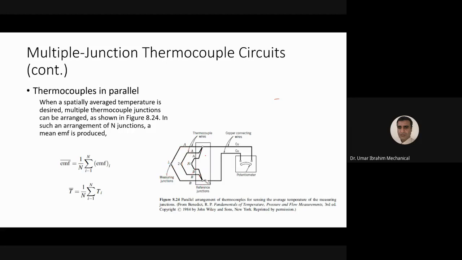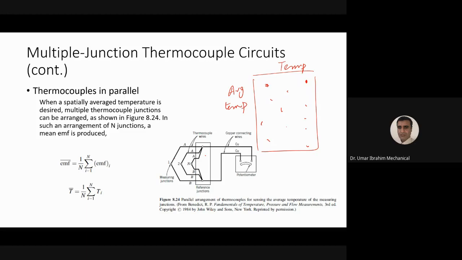So what is the utility of this circuit? Again, let's say you have a surface, a metal surface, and you know that the temperature of this metal surface is non-uniform, that there is temperature variation on the surface of the plate. But you are not interested in temperature variation. You are not interested in temperature at each and every point. You want to find out the average temperature of this plate.